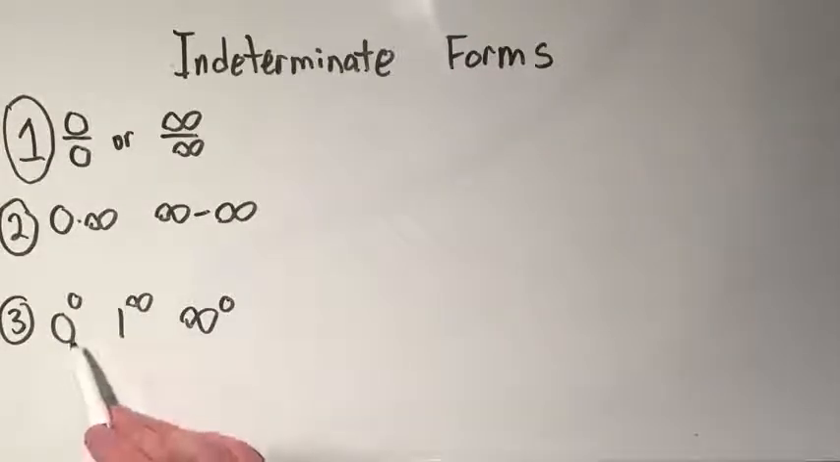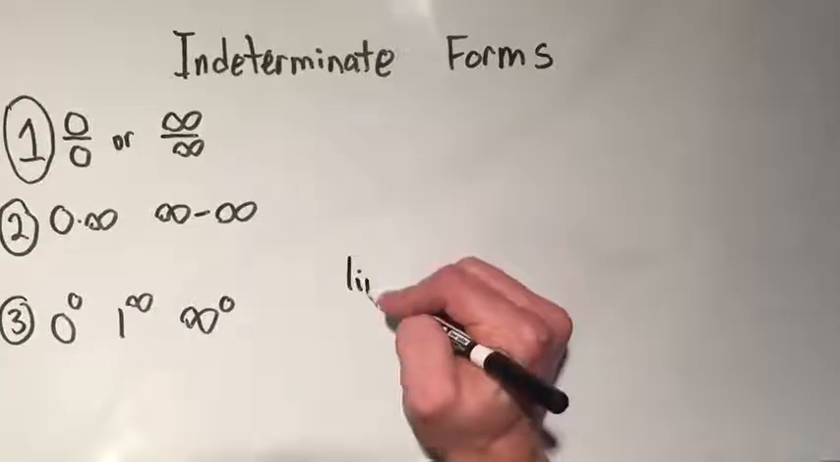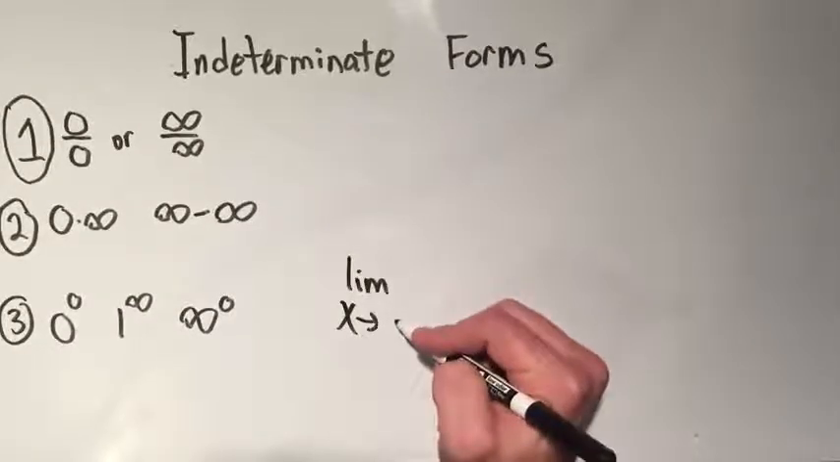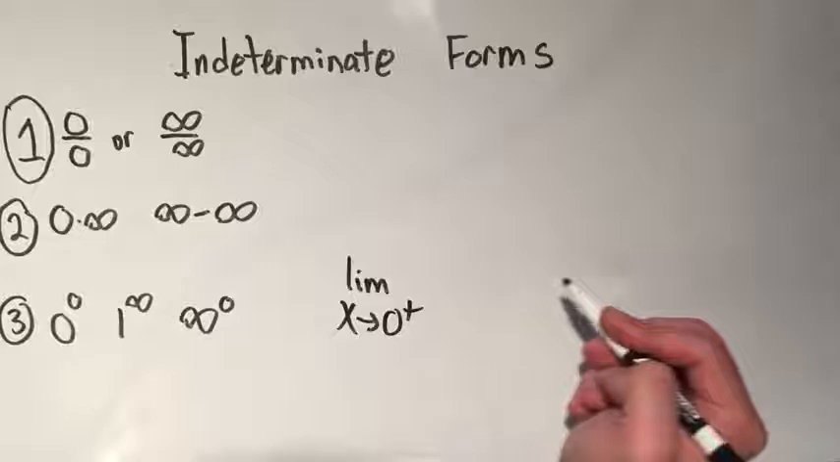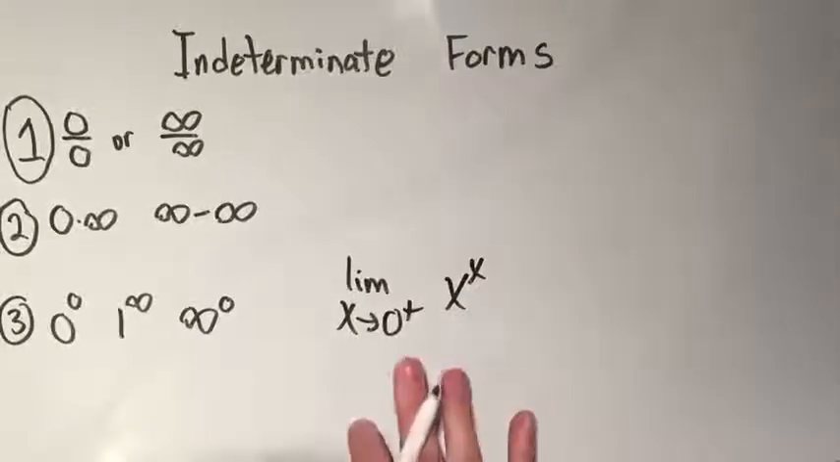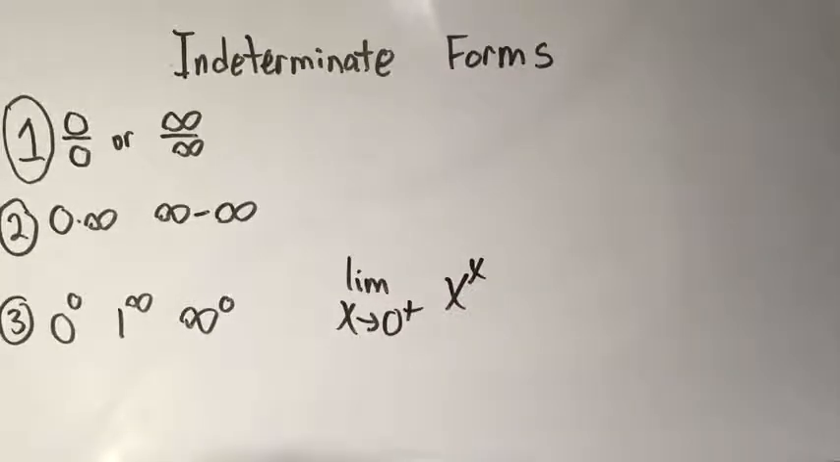Stage 3, this is the hardest. This is when you have 0 to the 0, or 1 to the infinity, or infinity to the 0. So here's an example of something when that would happen. If you had the limit as x goes to 0 from the right of x to the x. I actually made a video about this very problem. It's a really common question asked, so I have a video on this problem. I'm not going to go through it right here, but if you want to see this problem done, you can check it out. I've got it on my channel.